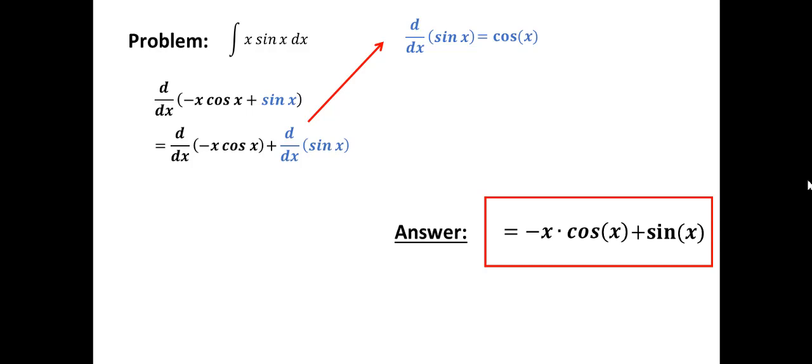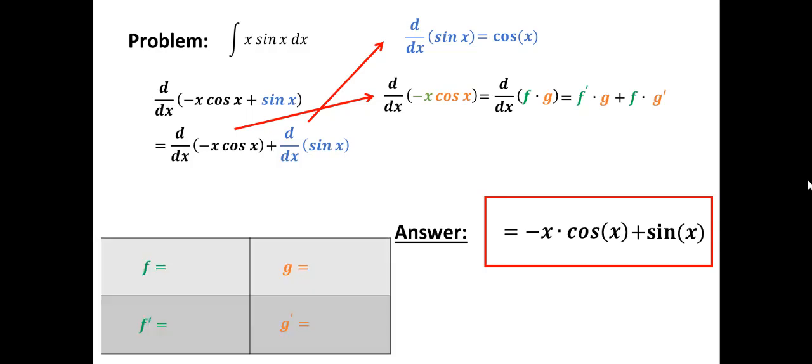Now the derivative of that other term is a little bit more complicated. We're going to have to actually use the product rule in this case. So the derivative of negative x times cosine of x is going to be the derivative of f times g, where we're calling f that negative x and g cosine of x, because it's two different function types. We're going to have to split these up and use the product rule, which gives us this formula we discussed earlier.